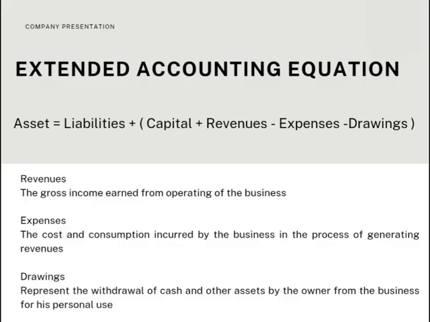Next, we talk about the extended accounting equation, which is shown above. Revenue is income earned, expenses are costs incurred, and drawings are the owner's withdrawals for personal use. All these affect the owner's equity over time, in that an increase in revenues means an increase in capital, while an increase in expenses or drawings means a decrease in capital. Understanding these components helps us see how daily business activities impact the financial position.